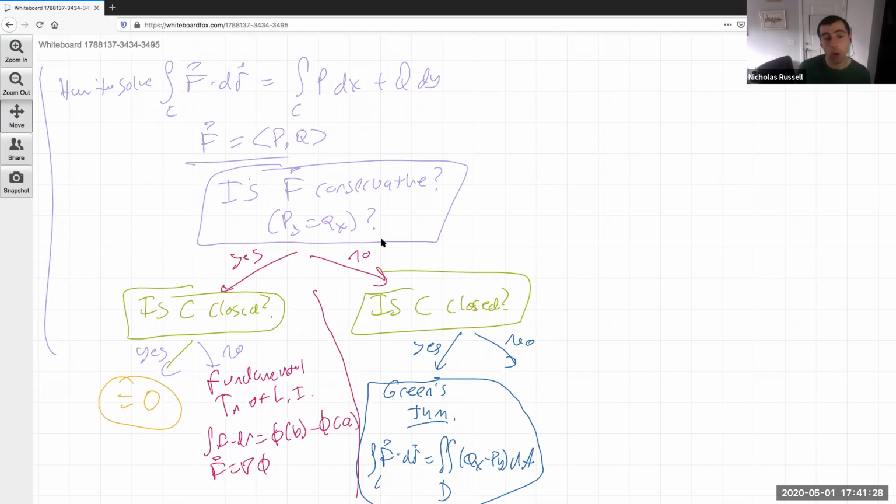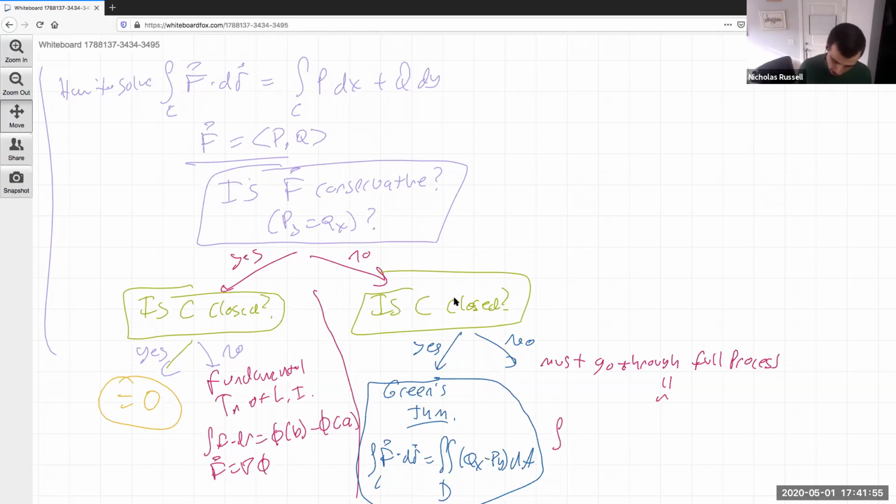How about if no? Well, this is the worst case scenario. If F is not conservative and I don't have a closed curve, I do have to go through the whole process of parametrization. You must go through the full process. Sad face.